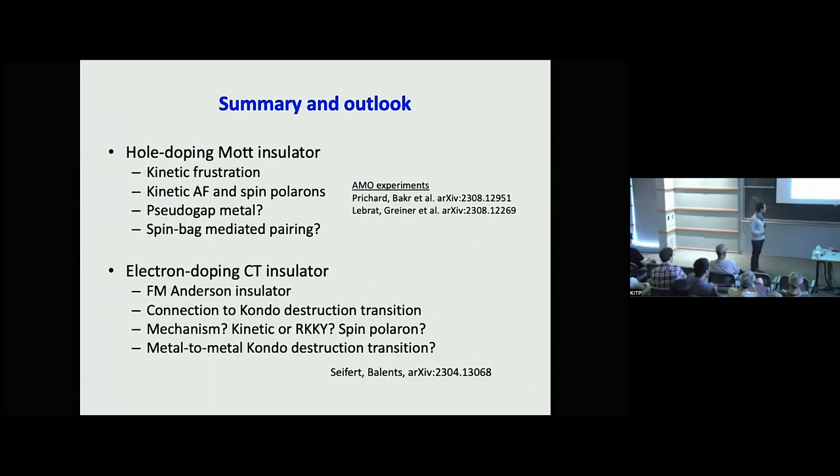Can it be kinetic? Can it be RKKY? Or can there be spin-polaron as predicted by this reference here? Maybe we can actually look at the magnetization as a function of magnetic field more carefully to search for a plateau, for instance. And yeah, so that's pretty much what I want to say.